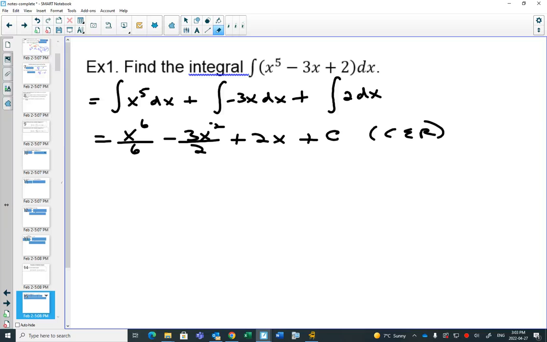And again, if you don't want to, you could just write plus c. When you write plus c, everybody is aware that you mean everything.